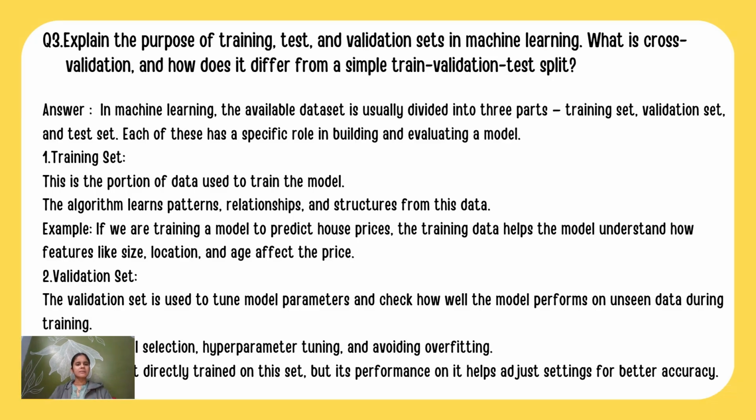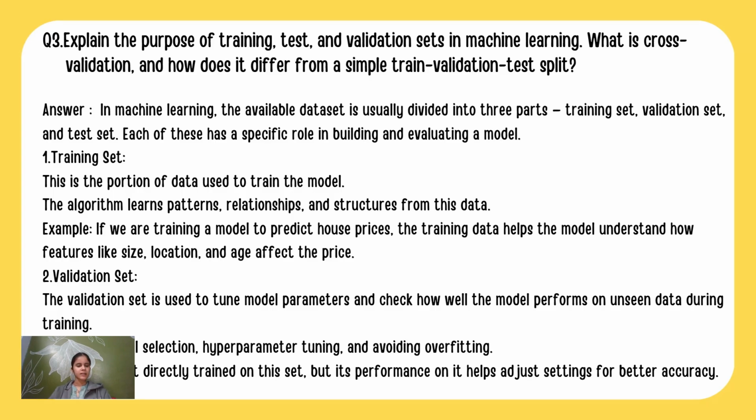Question number 3. Explain the purpose of training, test, and validation set in machine learning. What is cross validation and how does it differ from the simple train validation test split? So, in machine learning, the available dataset is usually divided into three parts: first is the training set, validation set, and test set. Each of these has a specific role in building and evaluating a model.